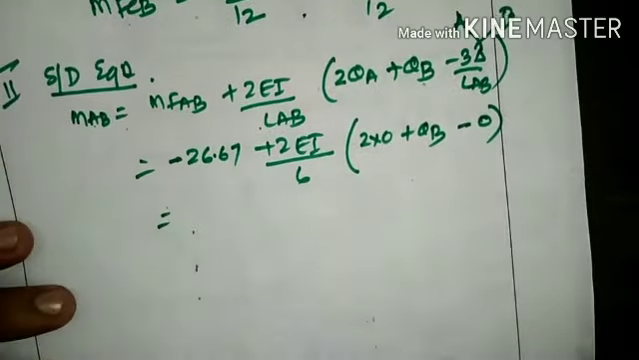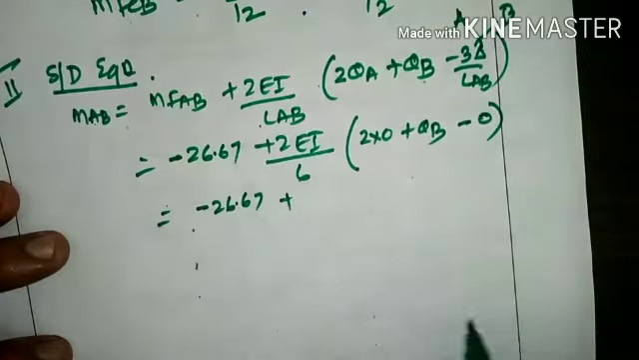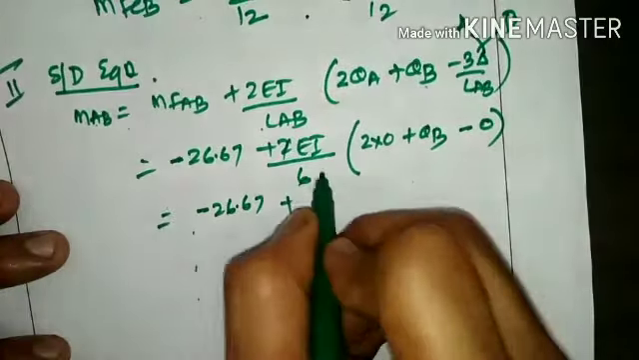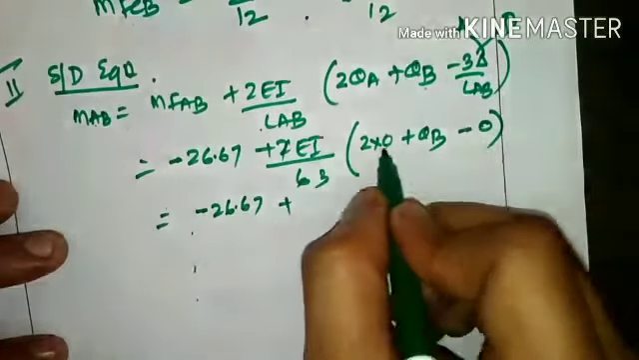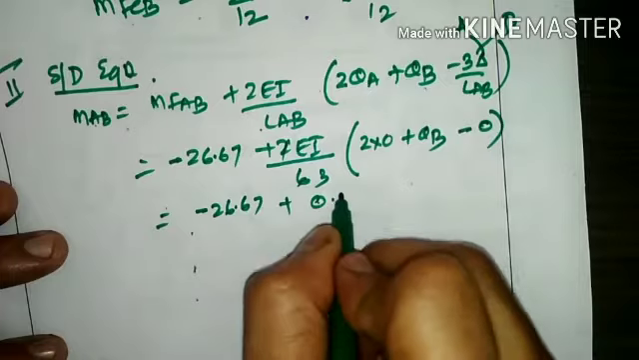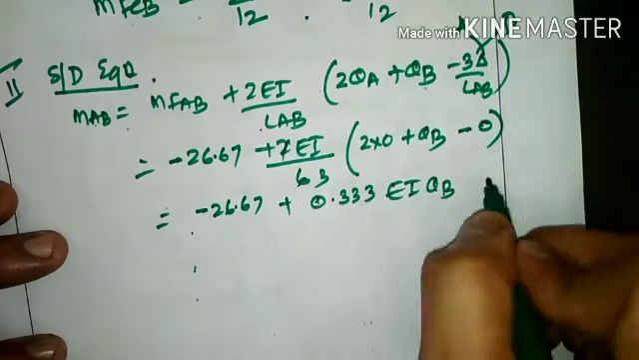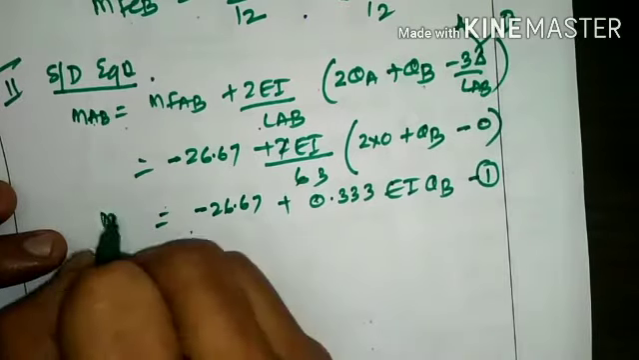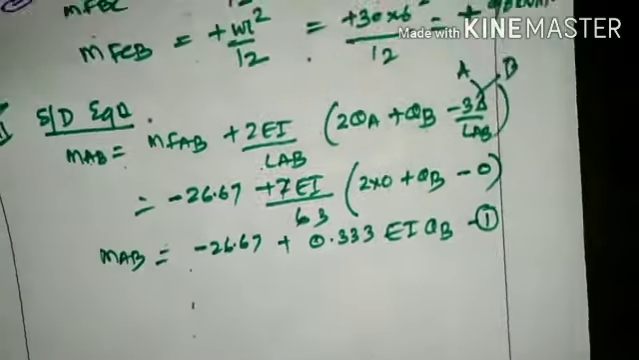So rearranging and reframing this equation, minus 26.67 plus 2 divided by 6 will be 1 by 3. 1 by 3 will be 0.33. So 0.333 EI theta B, as the first value is 0. So this is equation number 1, the equation of moment MAB.